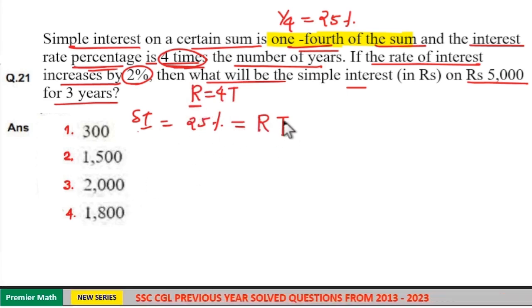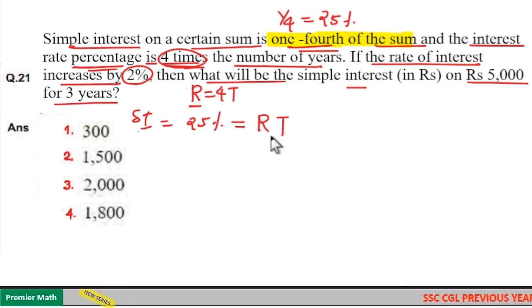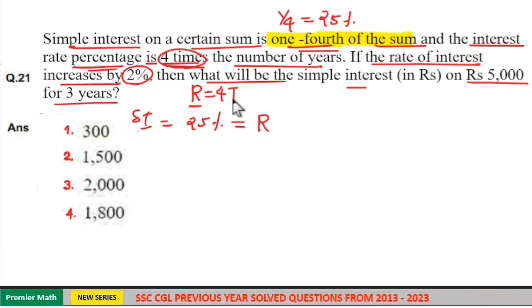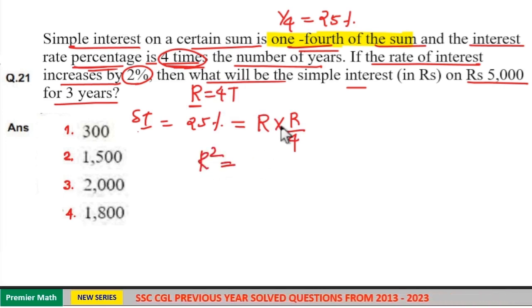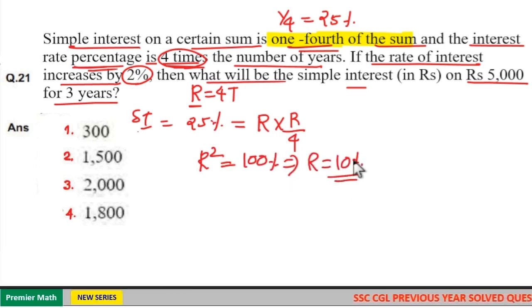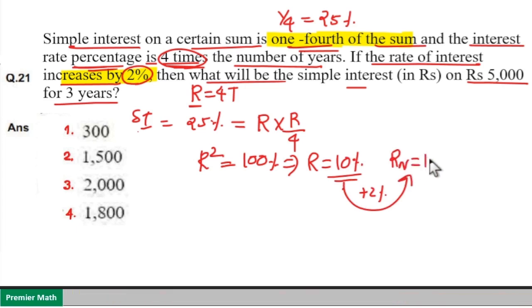Now write T in terms of R. That is here T from this is equal to T is equal to R by 4. So write T as R by 4. Now this will become R square by 4 is equal to 25%. So R square is equal to 25% into 4, 100% means R is equal to 10%. If old rate is 10%, here R increases by 2%. Now 10 plus 2. New rate is equal to 12%.